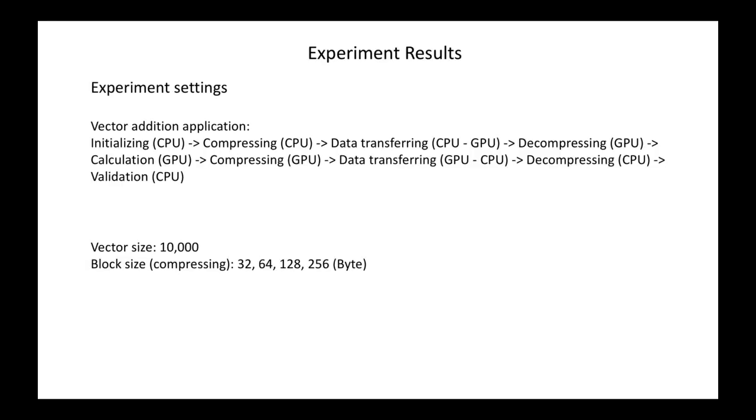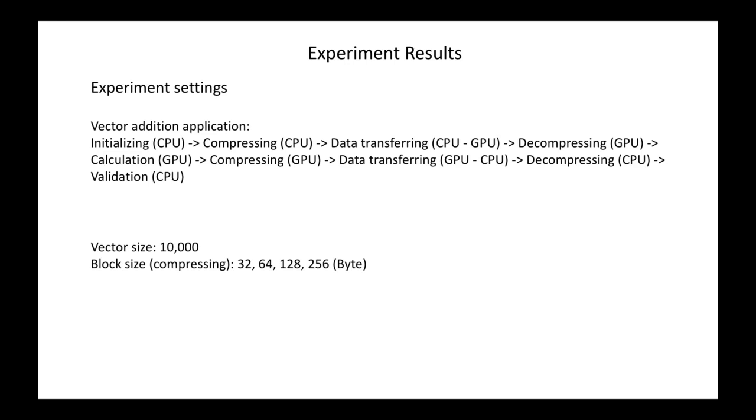With CPAC in mind, we perform several experiments. The experiments are performed based on the vector addition application. The application goes like this. We first initialize the two vectors on the CPU side. Then we compress the two vectors on the CPU side, and then we transfer the data from CPU to GPU and decompress it on the GPU side.